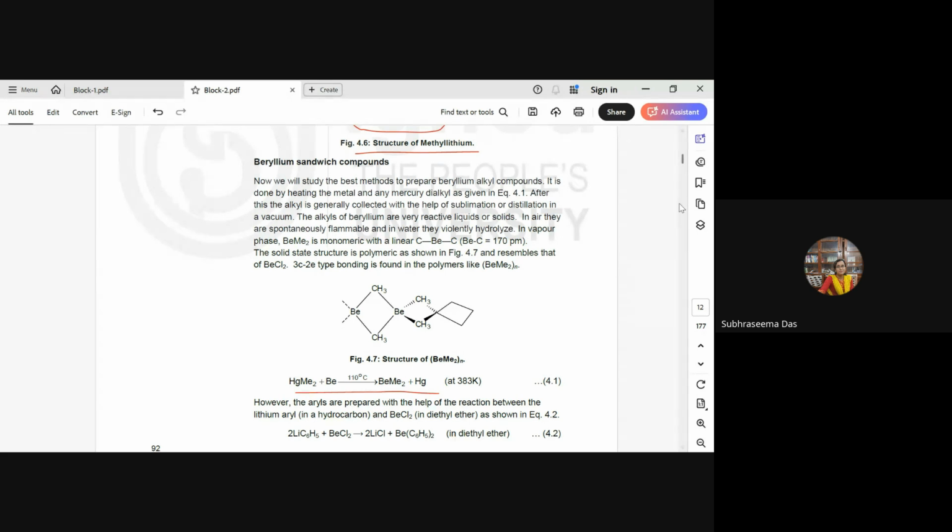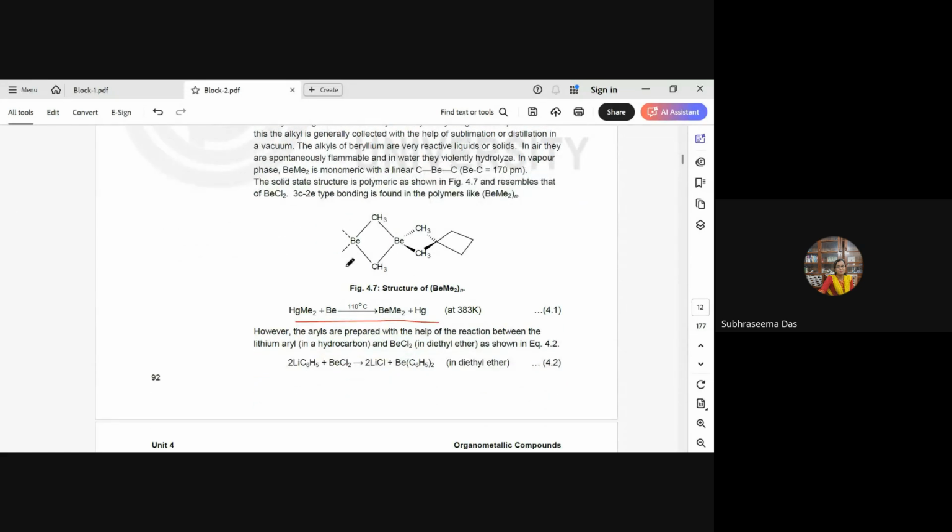In air they are highly inflammable in nature. That is why they are very reactive. In the vapor phase, this dimethyl beryllium is monomeric, and the solid state structure is shown in figure 4.7. It mostly resembles that of BeCl2, where 3c-2e bonding is found in the polymers of dimethyl beryllium.